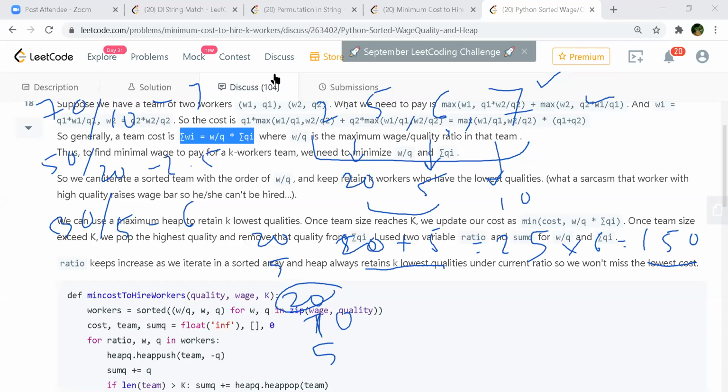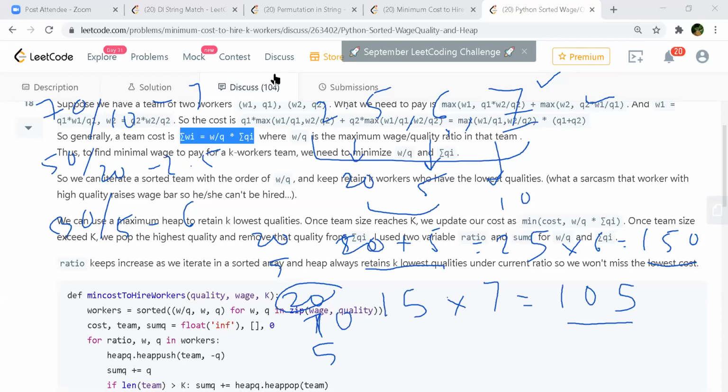So we remove 20. Now if we look at our heap, it will be 15, correct? So 10 plus 5, that will be our quality here. Then 15 multiplied by this ratio, which is the last one, will be 105, right? If we compare this with the minimum so far, our answer will be 105.